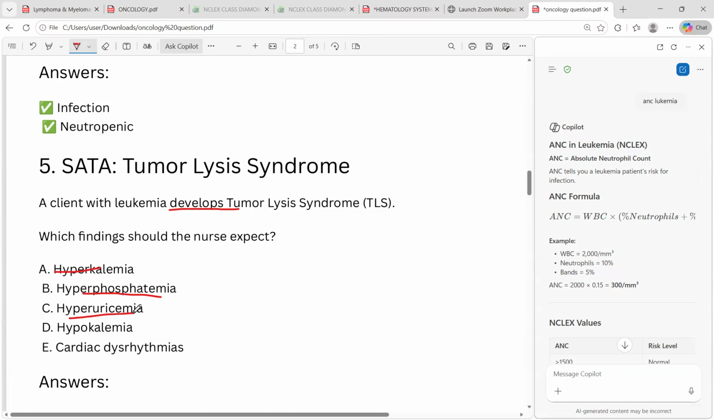Hyperuricemia, uricemia, not uremia, sorry, uricemia, and then cardiac dysrhythmias, because of hyperkalemia. Then what is happening here in tumor lysis? In tumor lysis, there will be an accumulation of calcium.